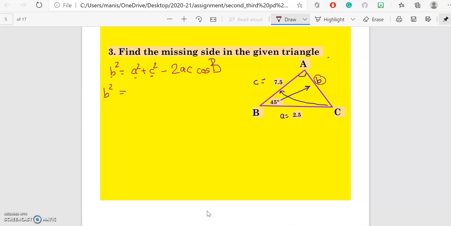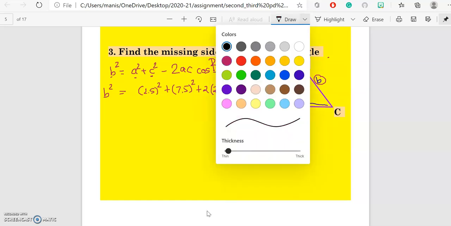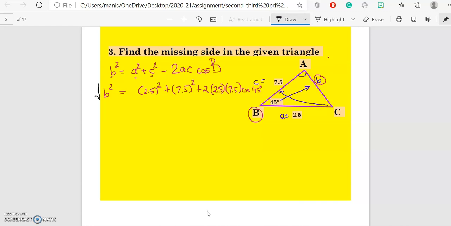What we will do after this is substitute the values in this formula. So this is your 2.5 squared plus your 7.5 squared, plus 2 times a, which is 2.5, and this is your 7.5, cosine of b. Angle b is 45 degrees. Remember to always use the proper values. Now after this step, I need to find only the value of b, so I will take the square root of both sides as I did in the previous problem. So this will be cancelled out, and I will be left with b is equal to.